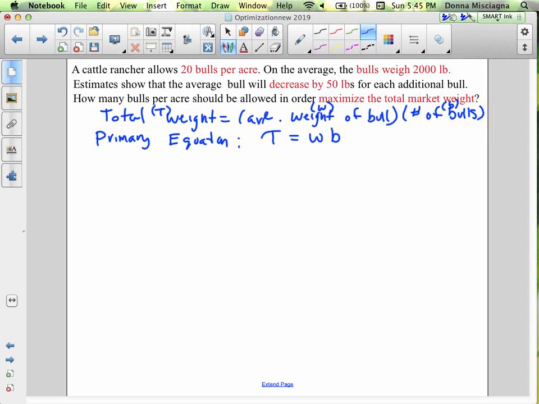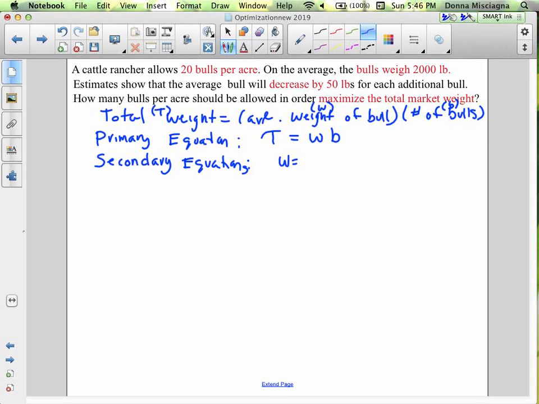All right, so we need a secondary equation because there are some constraints, and we need to reduce the number of variables down to just one, not including the T. So the secondary equation actually is going to be two. One has to deal with the weight. It says that on average, bulls weigh 2,000 pounds. Estimates show that each bull will decrease by 50 pounds for each additional bull.